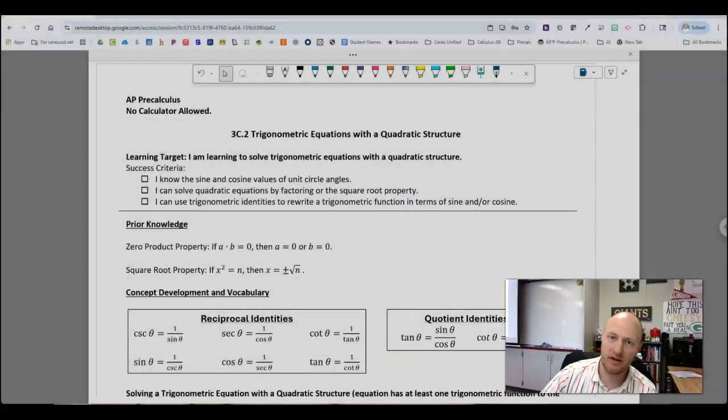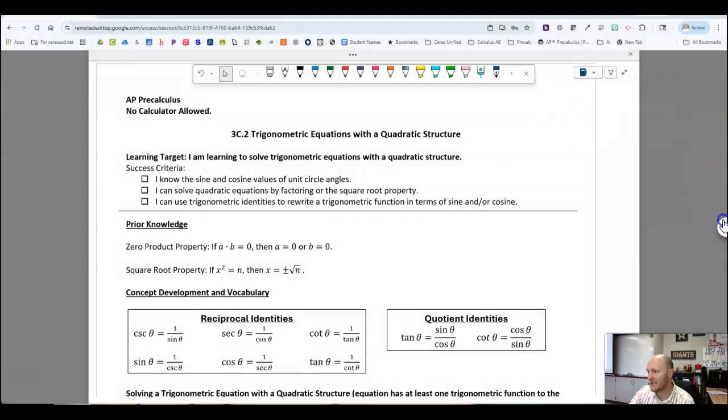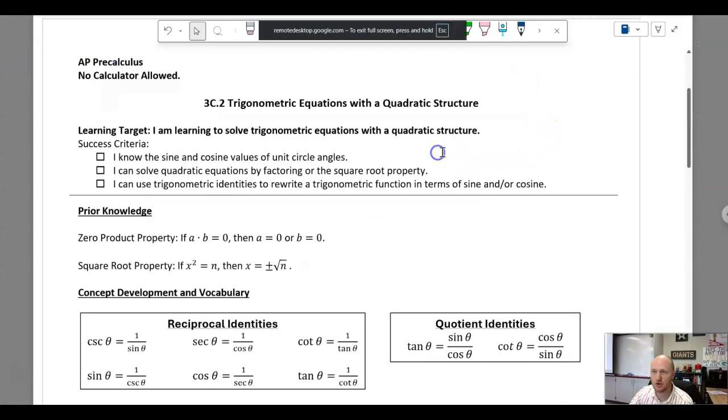We are going to solve some trigonometric equations that have quadratic structure, meaning you're going to see sine squared, cosine squared, tangent squared, etc. This will really follow what we did in the first lesson, so check out that video if you haven't yet. All right, lesson 2, trigonometric equations with a quadratic structure.